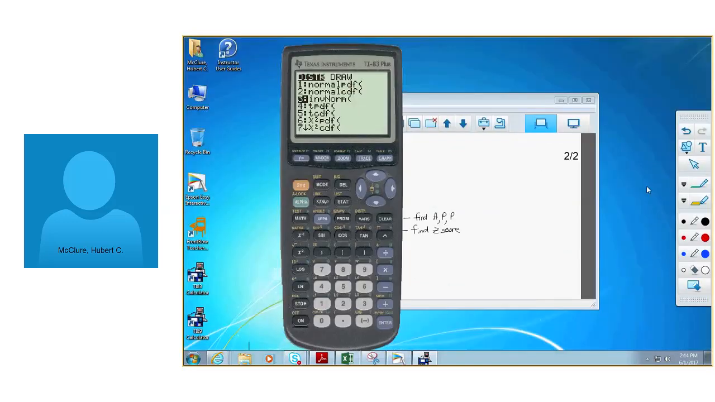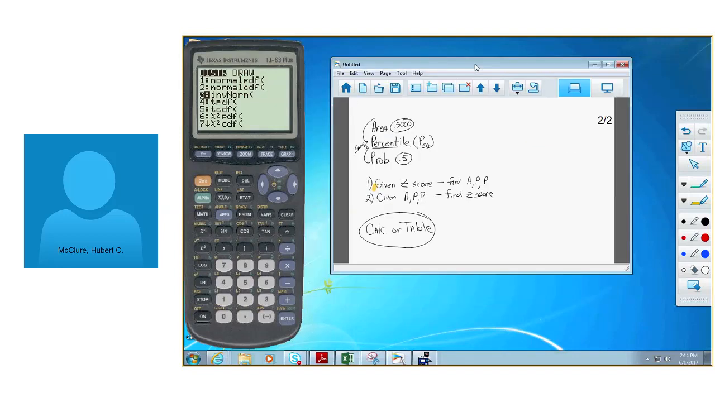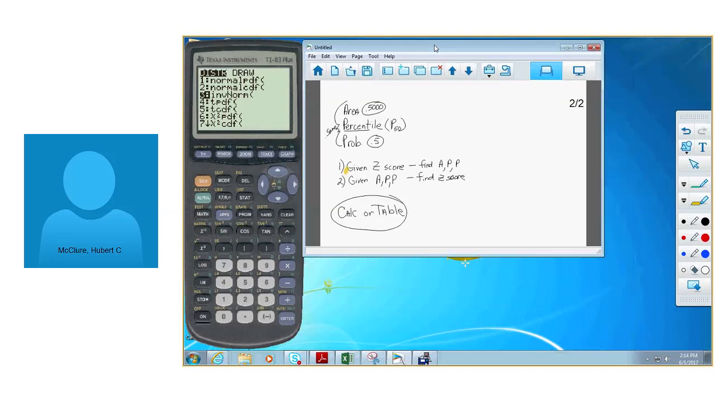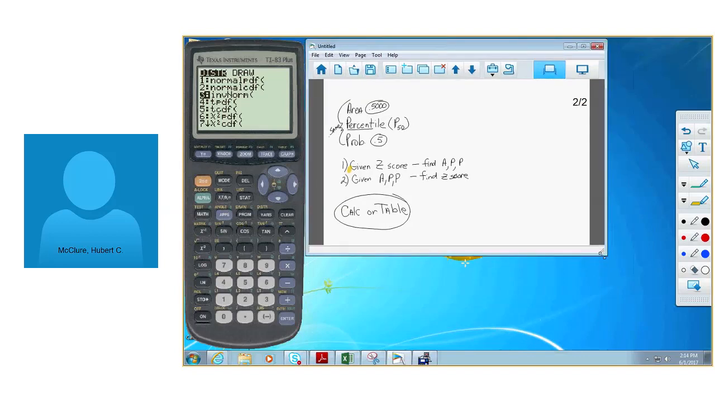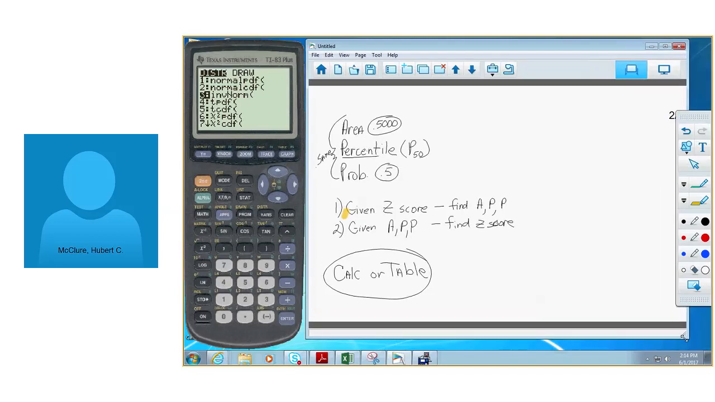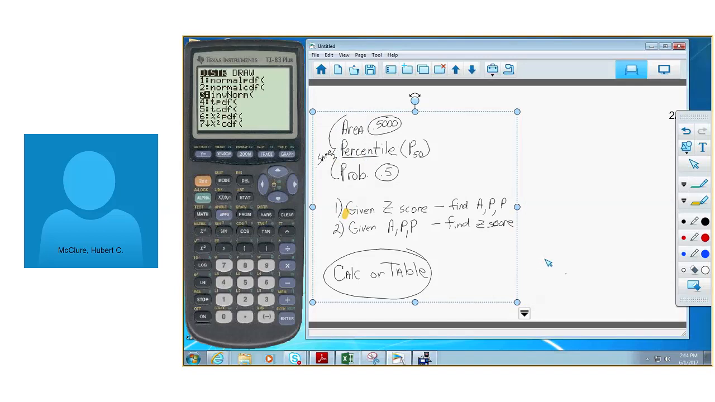Now, let's go to a question that you might see with these type problems. So let me do this. I'm going to move this over here, and I'm going to move this over here, like that. Given a Z-score. All right, so let's say, let me do this, and do this, and go here, and there, and down, up.